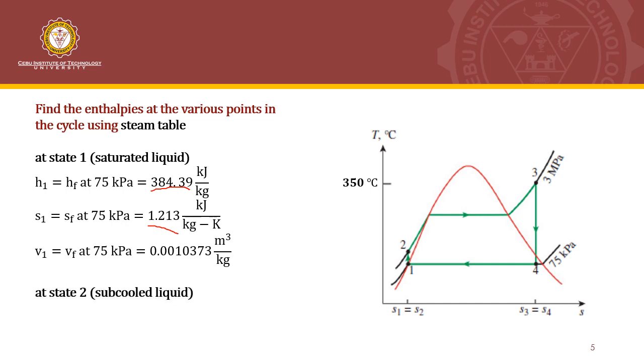Now that we have the properties at point 1, we are ready to get the properties at point 2. To get the properties at point 2, we should know that this is an isentropic process, meaning the entropy at point 1 is the same as the entropy at point 2. That is why S2 is equal to S1. Since we know S1 already, S2 is also equal to 1.213 kilojoules per kilogram Kelvin.